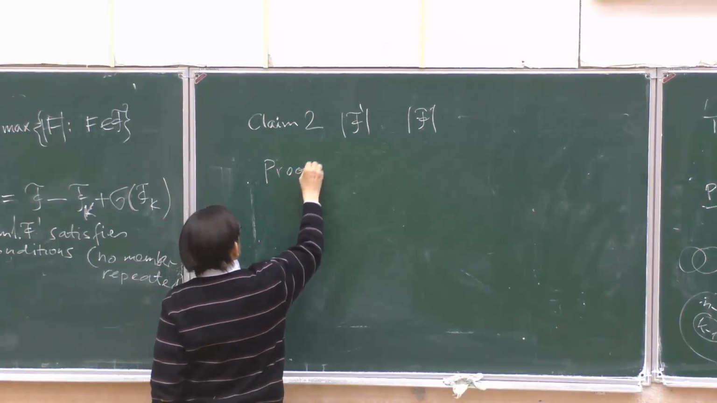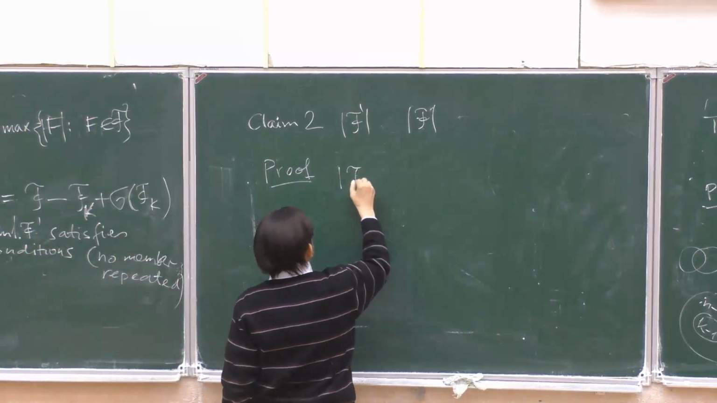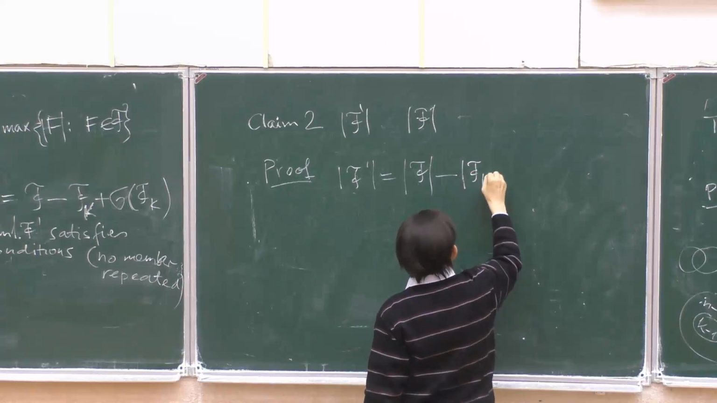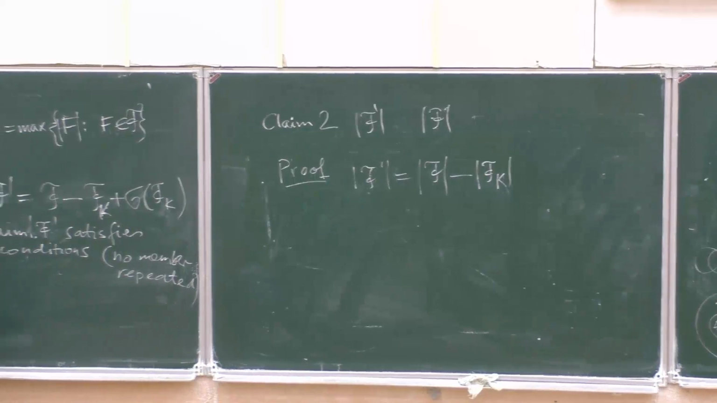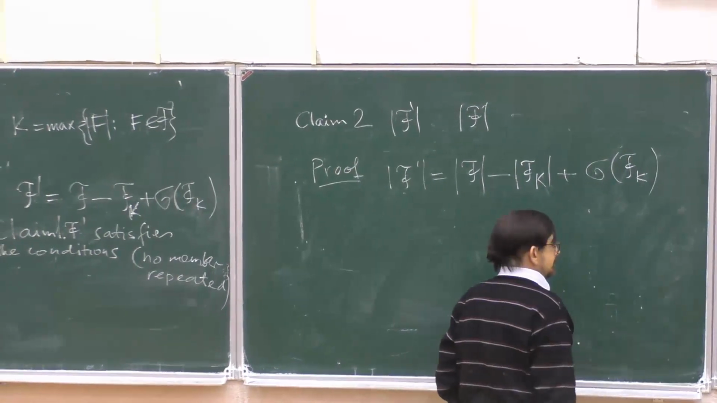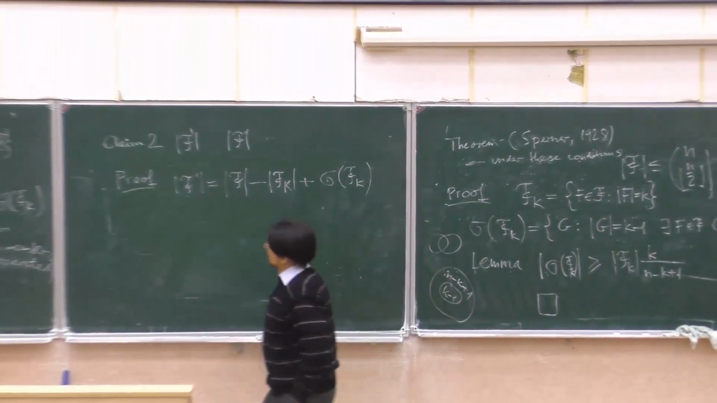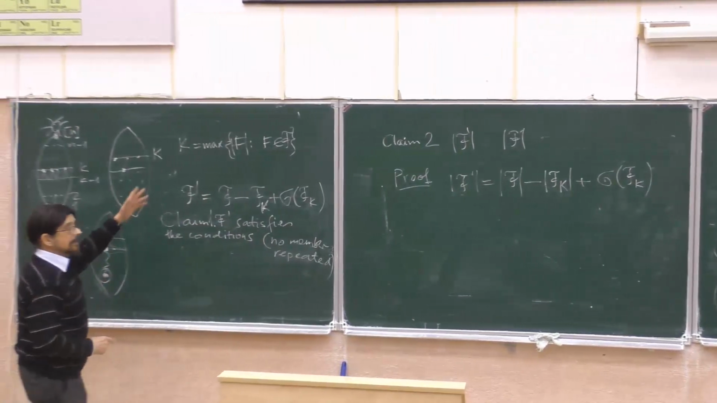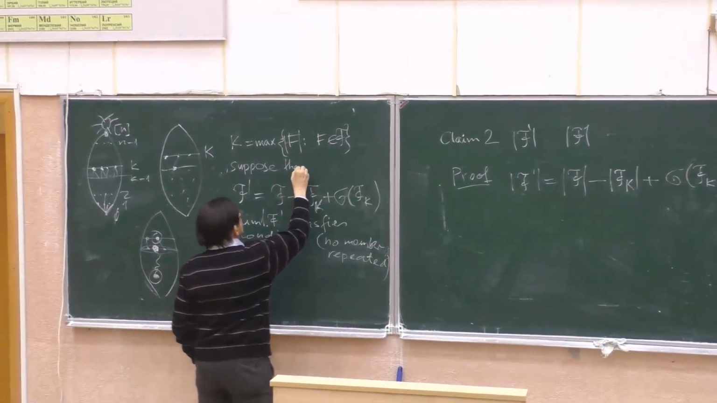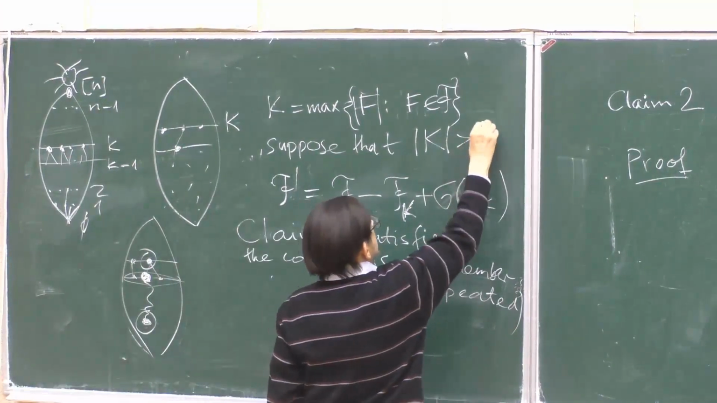So I better show the proof and then I give the inequality. So the size of F prime is equal to the size of the original family minus the size of this level, and we added the shadow. So now, I forgot, but it's not too late, let us suppose that K is more than n over 2.